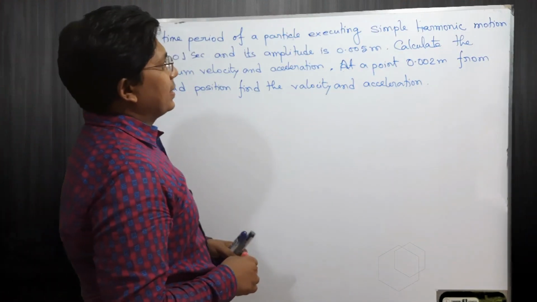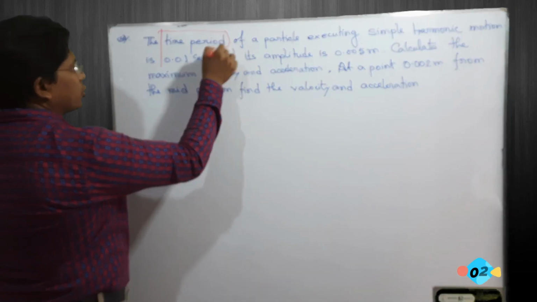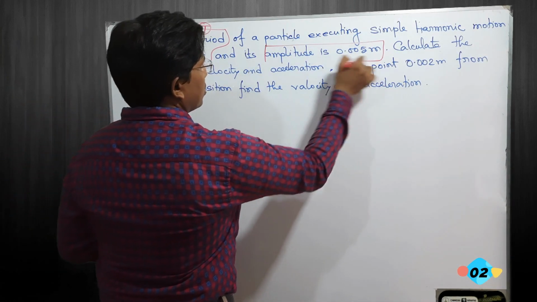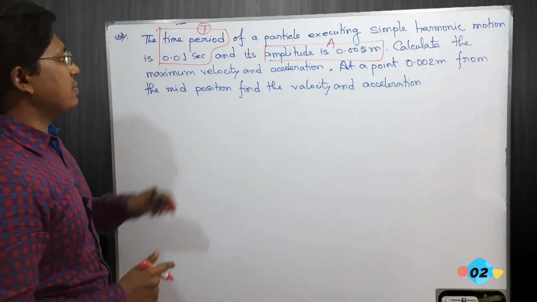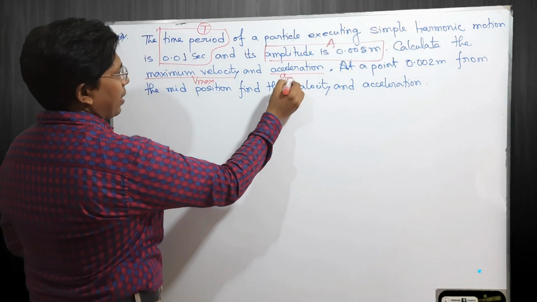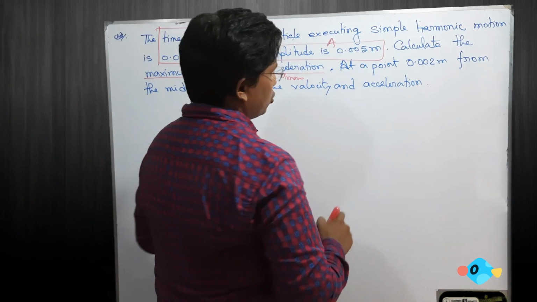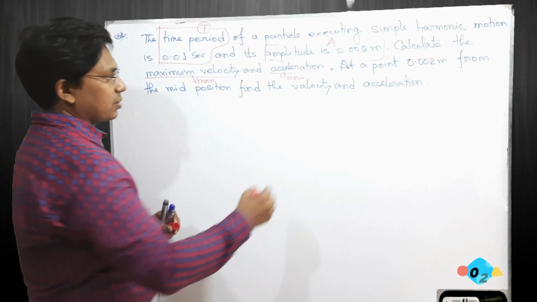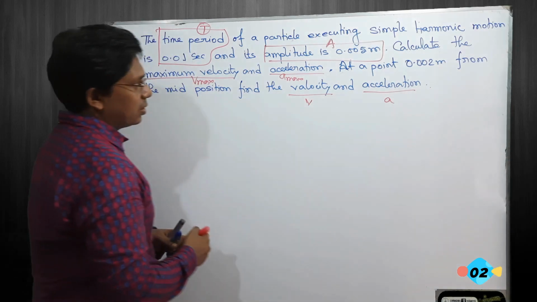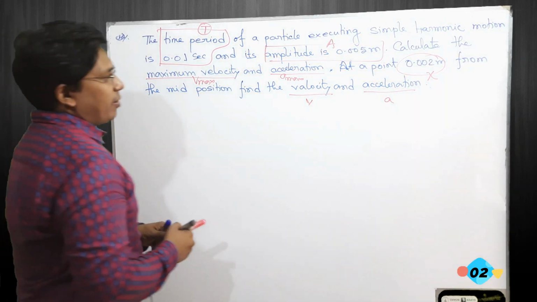The time period of a particle executing simple harmonic motion is 0.01 second. This is the time period, capital T, which is given. Its amplitude is 0.05. Amplitude, capital A, is also given. Calculate the maximum velocity, V max, and the maximum acceleration, A max, which is the first requirement. The next one is, at a point 0.002 meter from the mid position, find the velocity and acceleration. Here the normal velocity and normal acceleration are also required for a fixed displacement. The fixed displacement is x from the midpoint. Now write down the given.